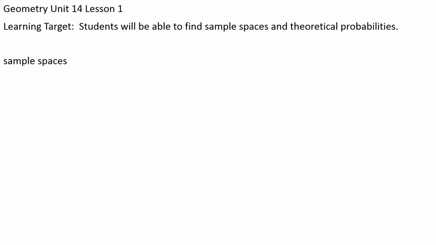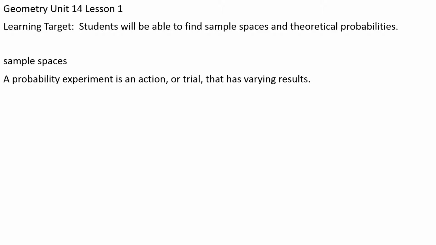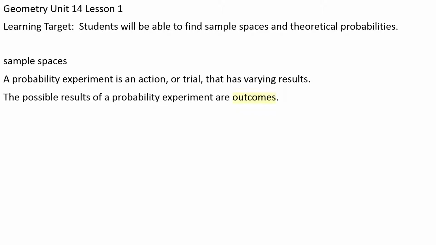So what on earth is a sample space? Well, whenever we do something, there are a bunch of different results that can happen. And of course, these results, we can call them outcomes. So for example, if I flip a coin, if it comes up heads, that's an outcome. If it comes up tails, that's an outcome.